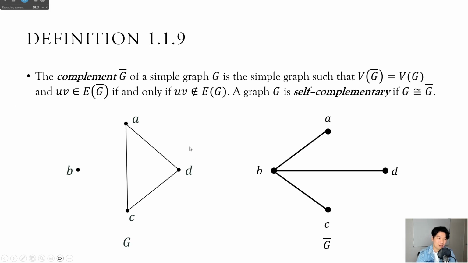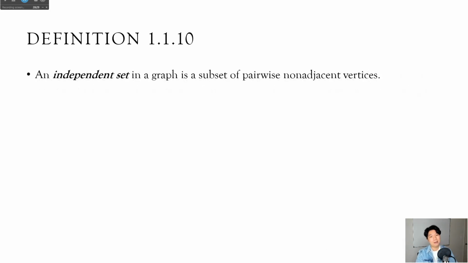Next thing I'm going to talk about is this concept of independence. If I have an independent set in a graph, this is a group of vertices that are not adjacent. In other words, an independent set is a group of vertices that are not directly connected to each other.